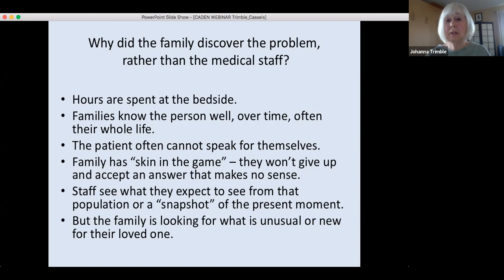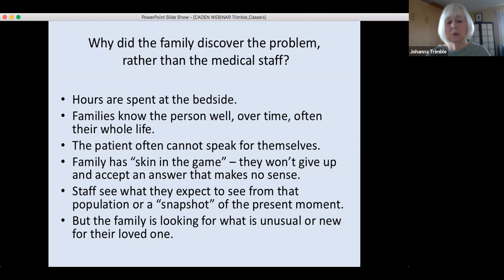Staff, on the other hand, although they intend well, they tend to see what they expect to see in that population, not in that individual. The family is looking at the individual. What is this strange thing that's happening and why is it happening? The staff is seeing, oh, this is an old confused lady in bed. This happens all the time. It's probably a urinary tract infection. So you've got two very different perspectives, and these perspectives often don't get discussed between the family and the care staff. Staff are also just seeing a snapshot of the present moment. We're looking for what's unusual.